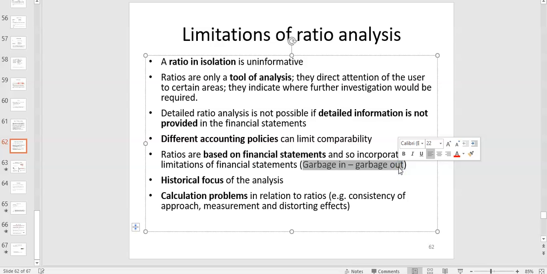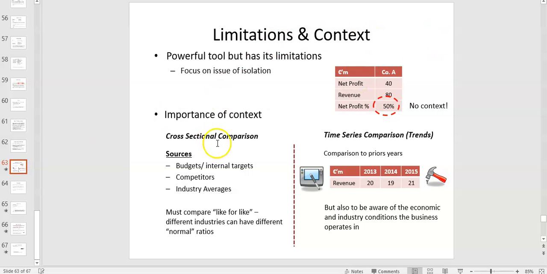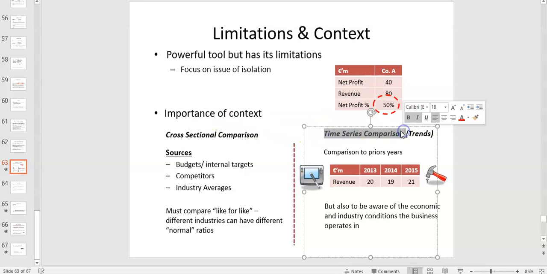Good ratios rely on good financial statements. We talked about that in terms of it being powerful, but it has its limitations. You can compare time series, so comparing trends over time to see: is this company doing well, is it improving with the economy or is it disimproving?